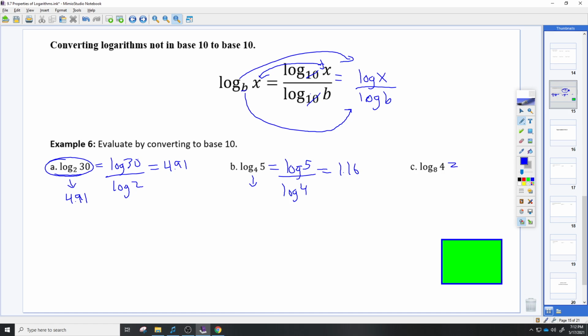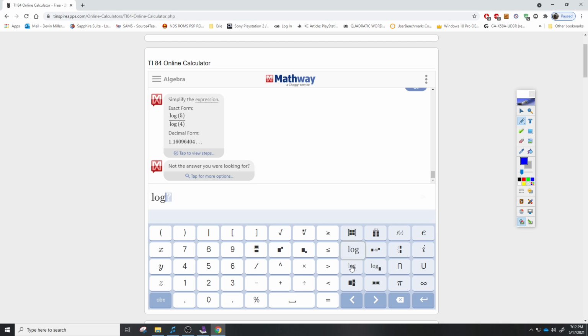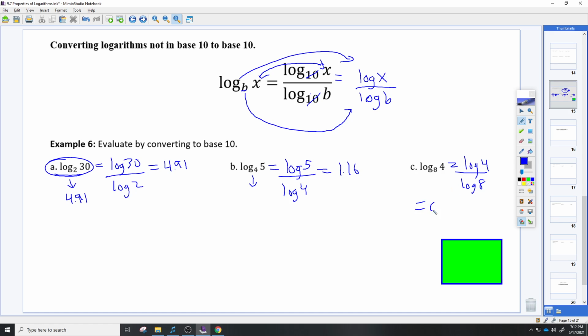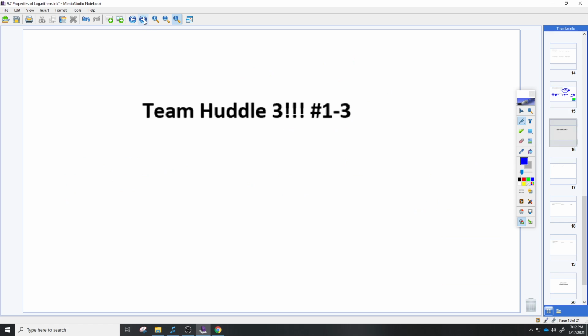All right, the last one, we can evaluate this as log of 4 divided by log of 8, and then we can go ahead and type it in. Log 4 divided by log 8. I'm not going to check this one. We should know it works. So it's 0.6 repeating, which is the same thing as saying 2 over 3. And you could type that in as well and check to see if it works.